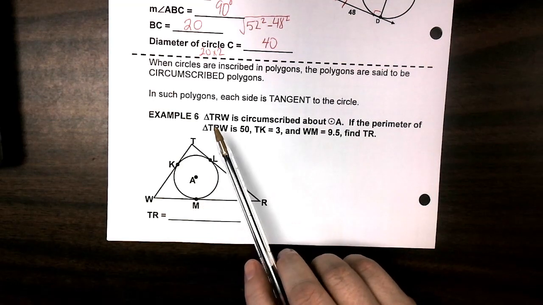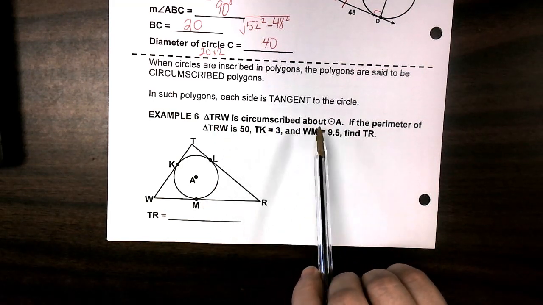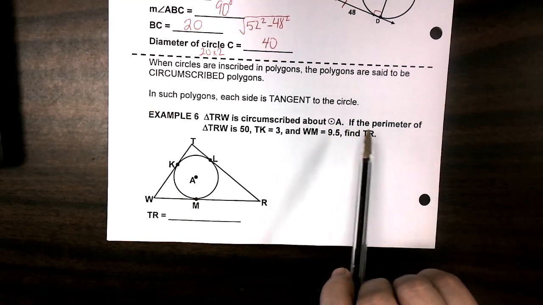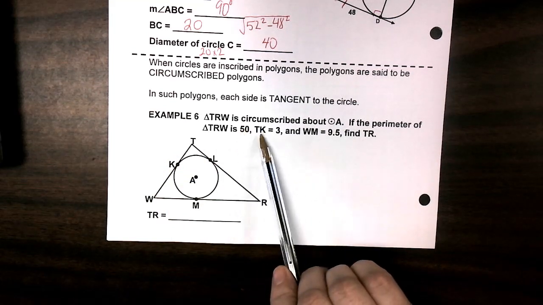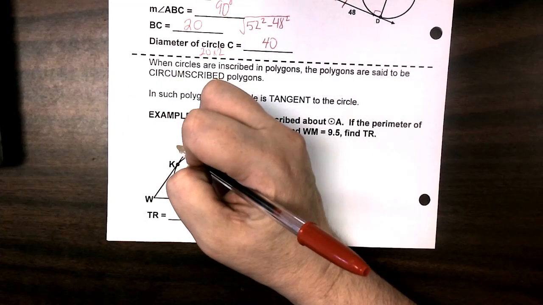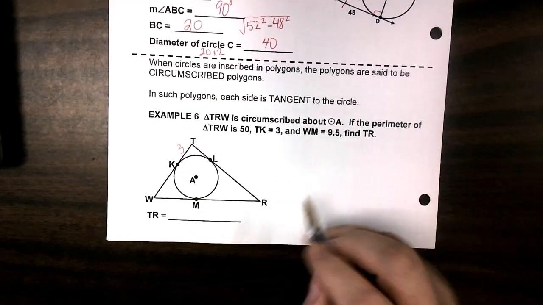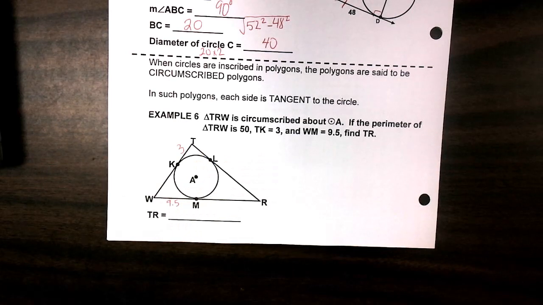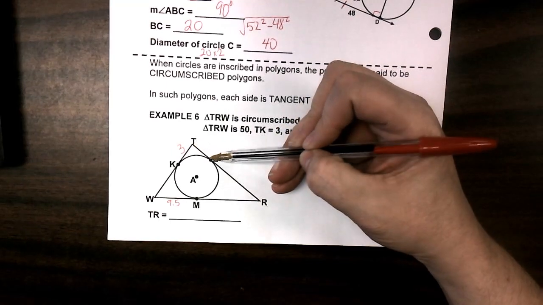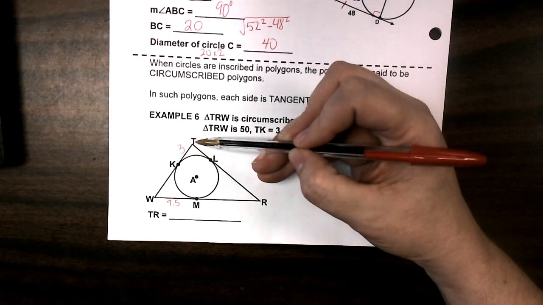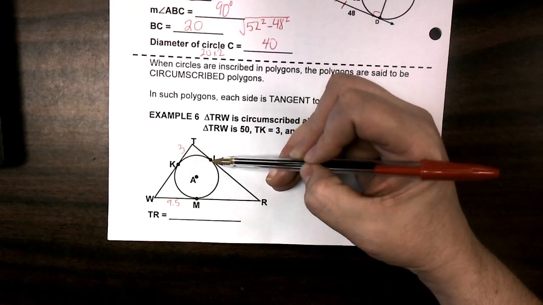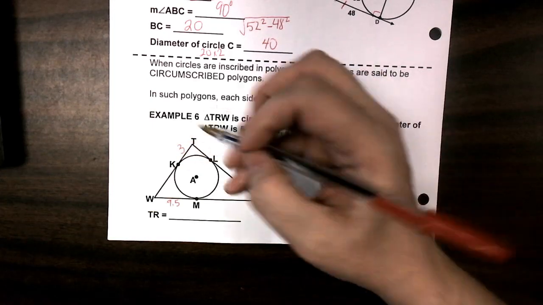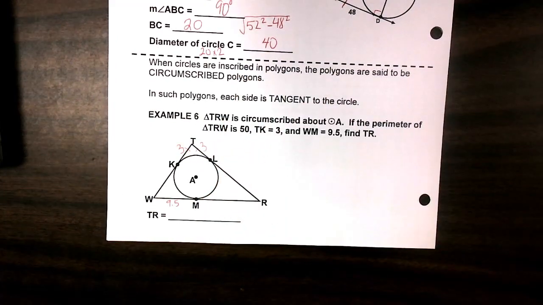So we are given that triangle TRW is circumscribed about circle A. And we're given the perimeter of this triangle is 50, we'll hold on to that information. And then we're going to label TK 3 and then WM 9.5. And now, based on our theorems, what is the measure of TL? 3. Because that point has a tangent going to that side of that point in the circle, and that same point has a tangent line going there. That means these two sides are congruent. So that is 3. So now what else do I know?